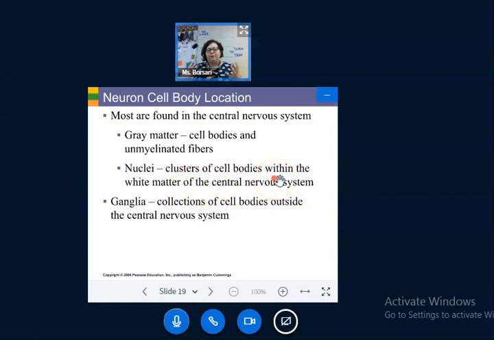And so if you think about it, the gray matter is where you just have a lot of those cell bodies, or those heads of the neurons, kind of clustered all together. And whatever is outside of our central nervous system, when we've got those collections again of those cell bodies, that's referred to as ganglia. So the nervous system has a lot of really odd terms, I have to admit.